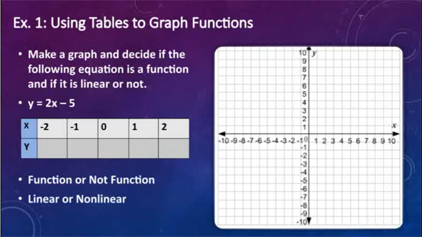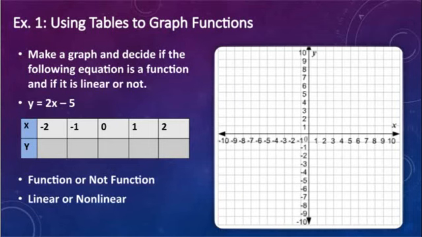Number one. Here we're going to use a table. We're going to graph one ourselves. So here I gave you some x values. Again, you can use your own. I usually use the smallest numbers so I don't have to have a huge graph. So I chose five numbers: negative 2, negative 1, 0, 1, 2.